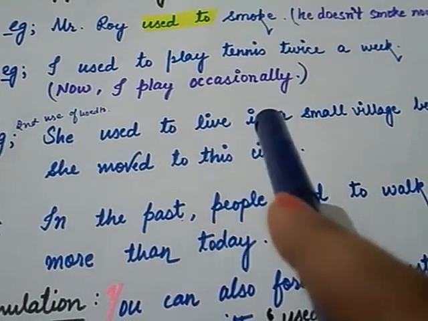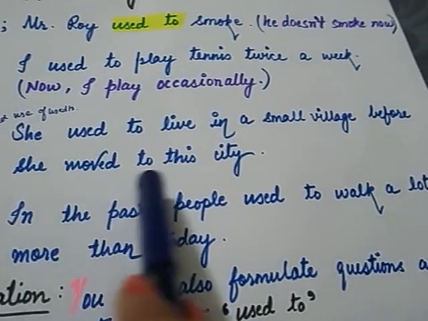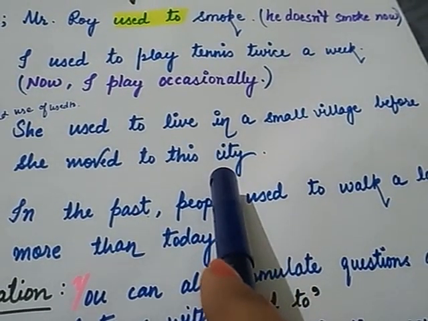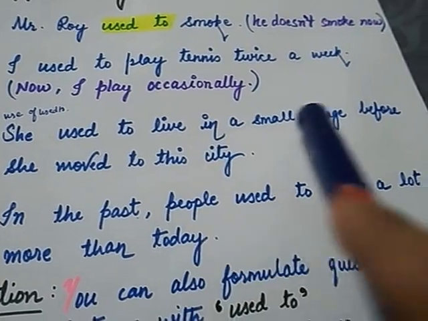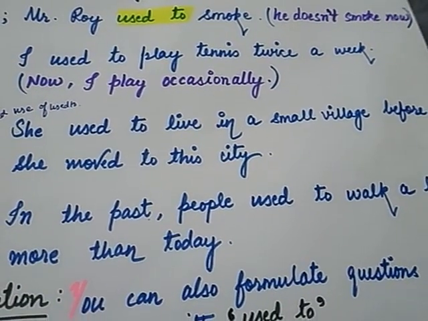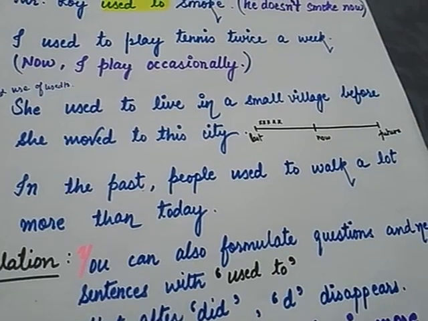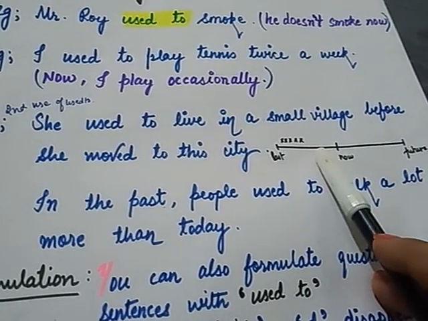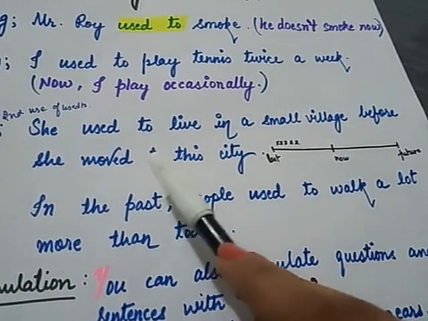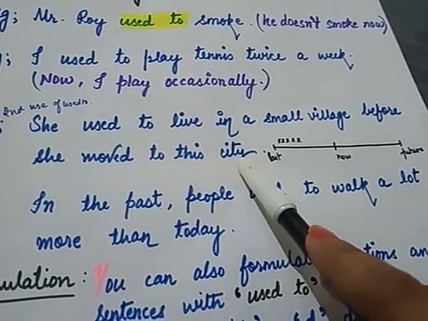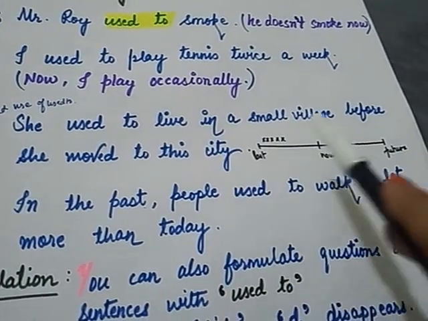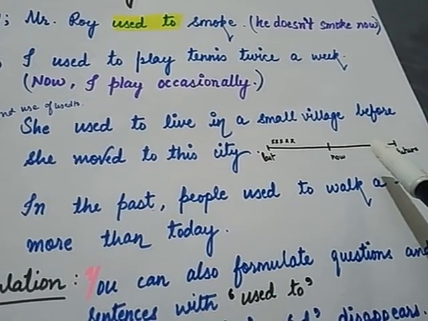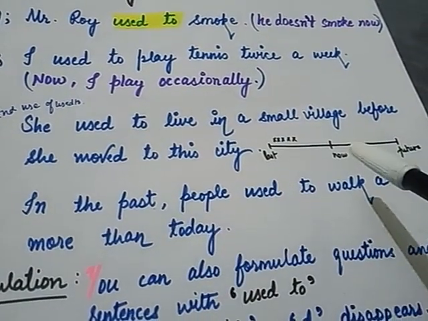She used to live in a small village before she moved to the city. Children, this sentence you just see on the timeline. Wait, I'm making it in the timeline. Yes. Now see on this timeline, children, now she, as it is written, she moved to this city. By this you will understand that now she is living here. At this point. Now she is living here.